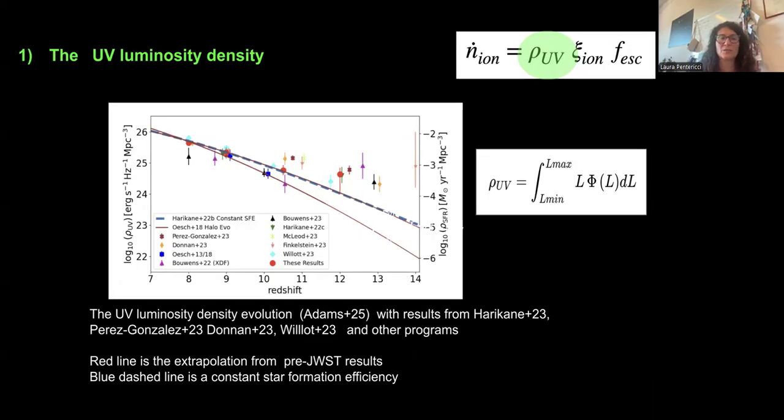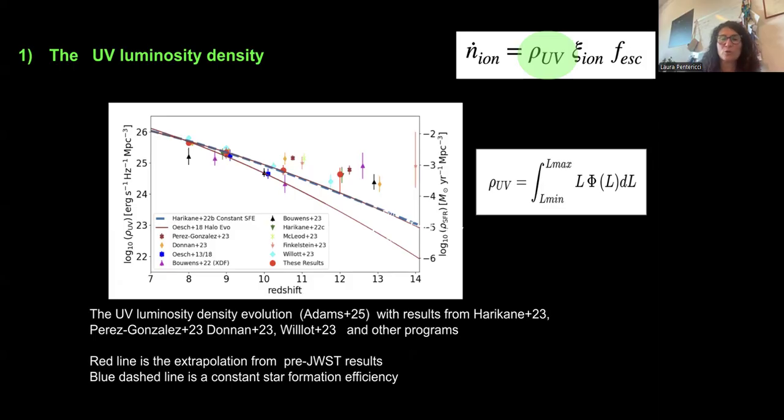there are discrepancies with expectations and also with models. The blue dotted line, for example, is a constant star formation efficiency prediction. And you see that the points obtained by JWST tell us that, as you go to high redshift, you probably have a higher efficiency in the conversion of gas into stars, so a lot of efficiency in the star formation.